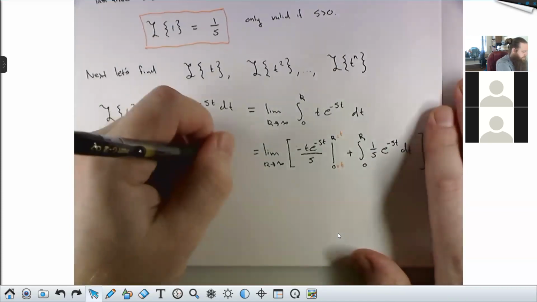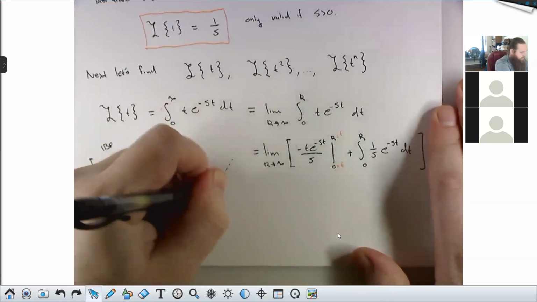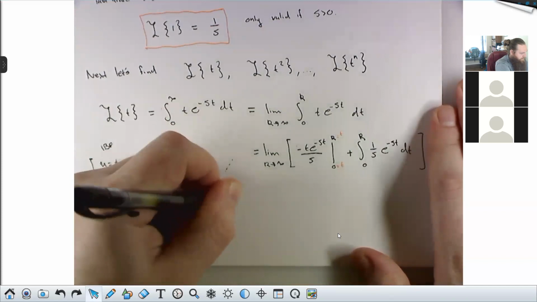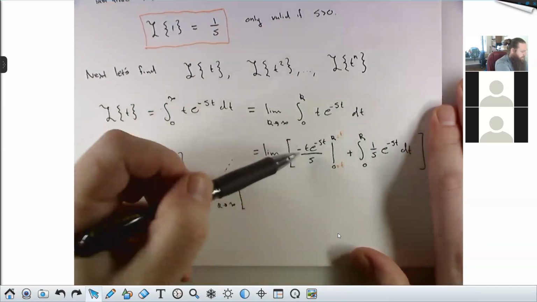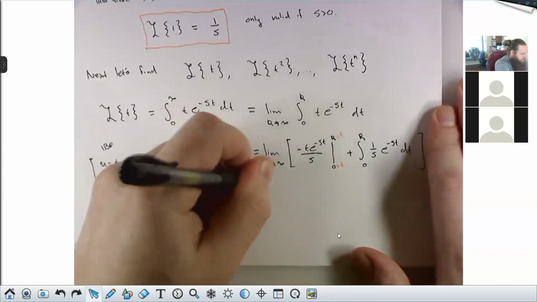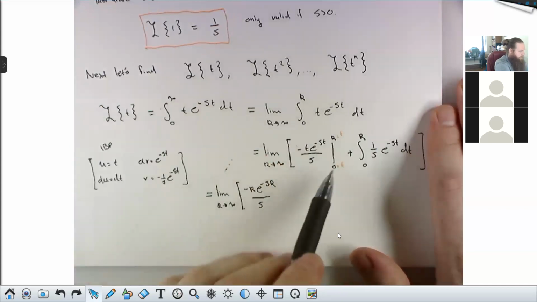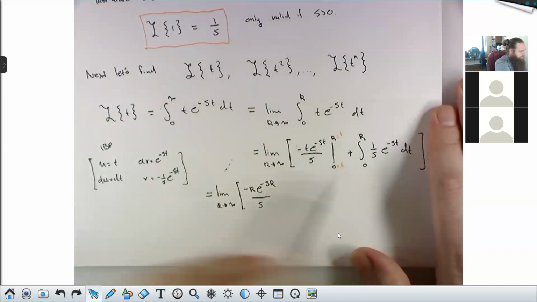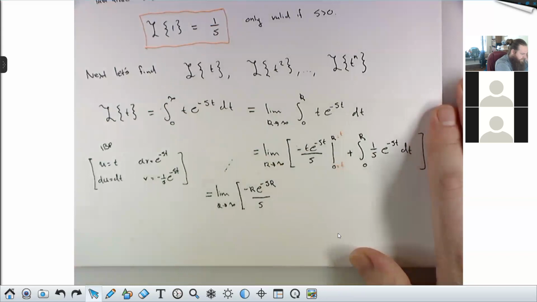All right, I'm going to jump this over here so I have a little more space. Lim r to infinity. And then here, I'll do my evaluation. So this is going to be negative r e to the negative sr over s, and then minus what we get when we plug in 0. But when I plug in 0, this is 0 times e to the 0 over s. That's 0 times 1 over s, which is 0. So that's all we get there.